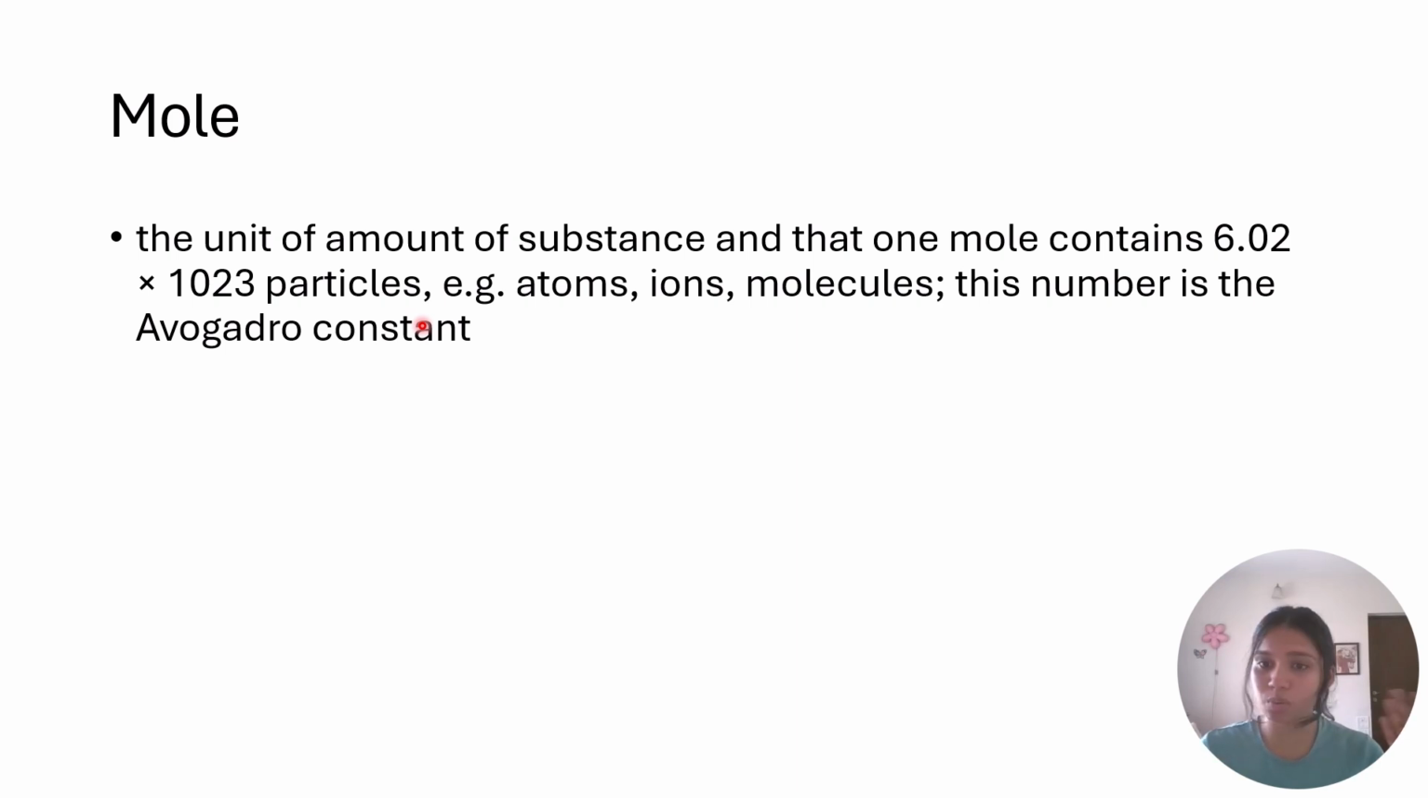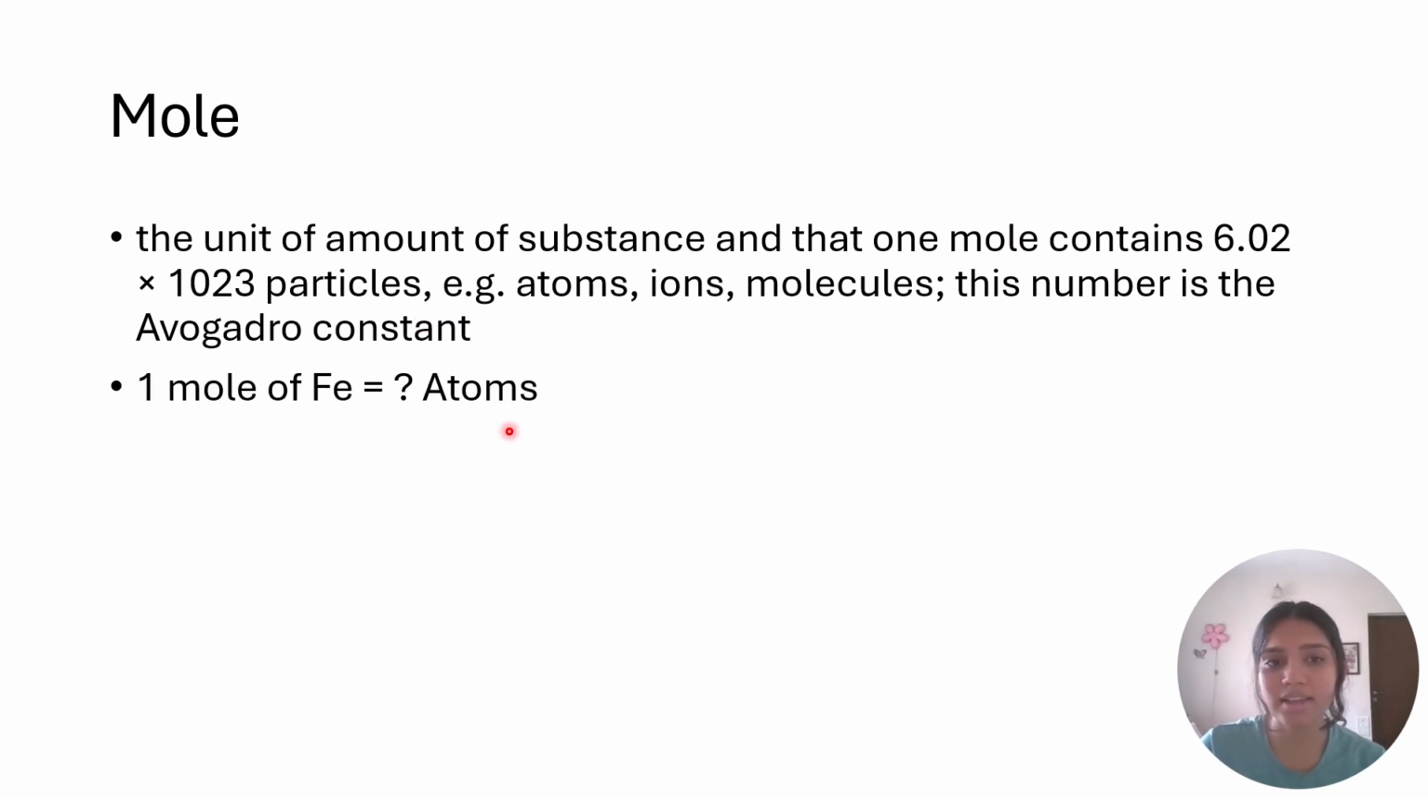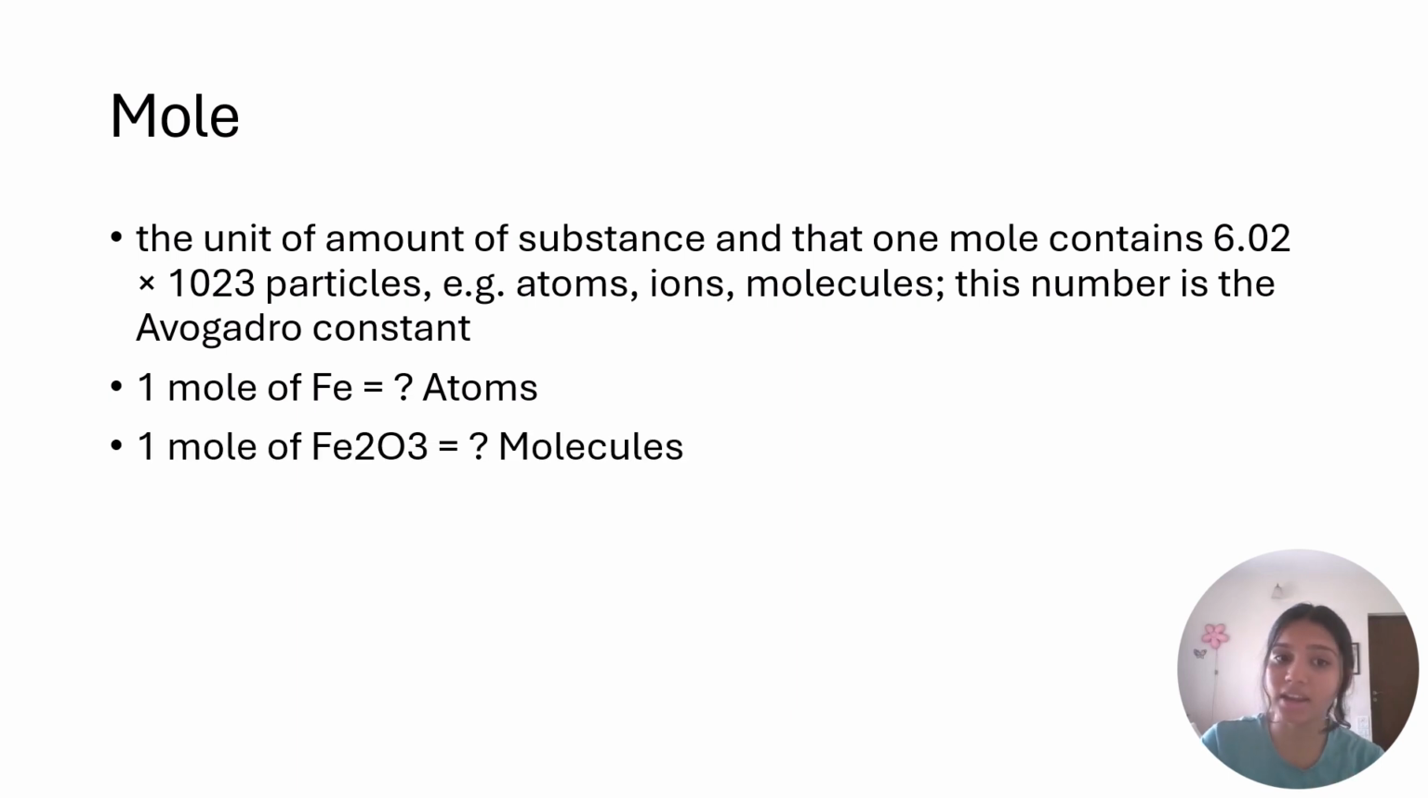1 mole of iron is equal to 1 mole of chlorine, because that's basically 6.02 into 10 raised to 23 particles of the substance. Now, obviously, the masses of the two will be different, but the number of atoms that they both comprise are the same. Okay, so 1 mole of iron is 6.02 into 10 raised to 23 atoms. 1 mole of iron oxide is 6.02 into 10 raised to 23 molecules. 1 mole of Fe2+ is 6.02 into 10 raised to 23 ions.